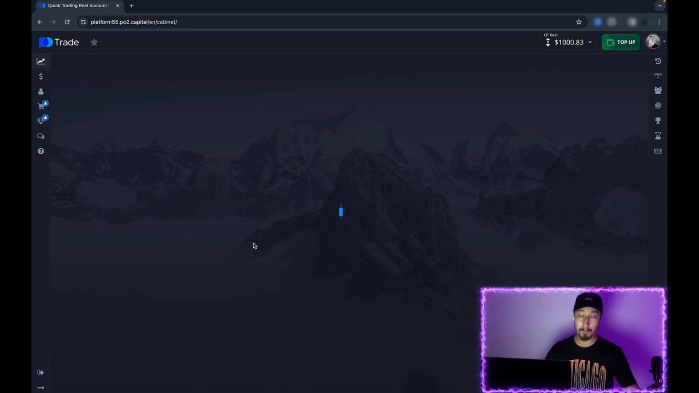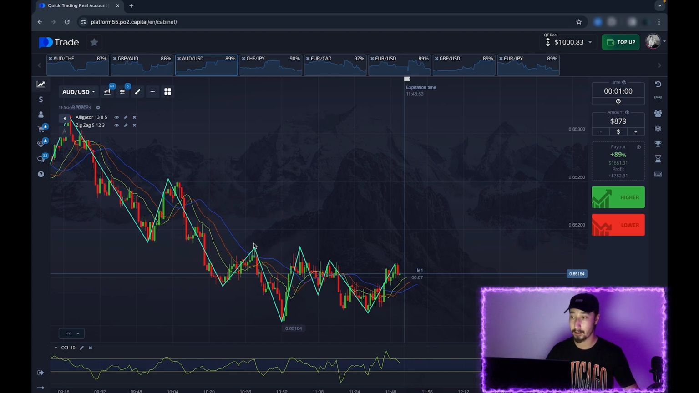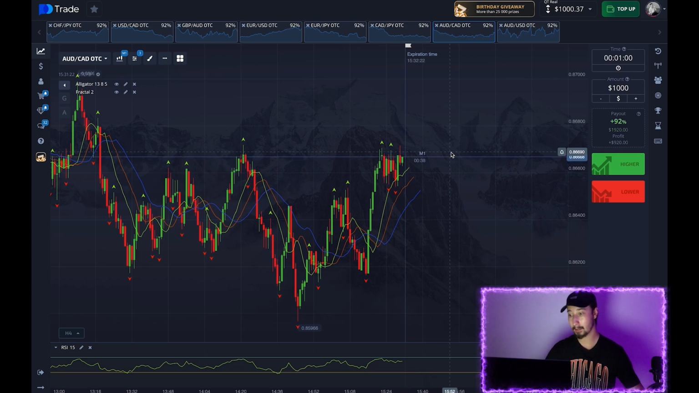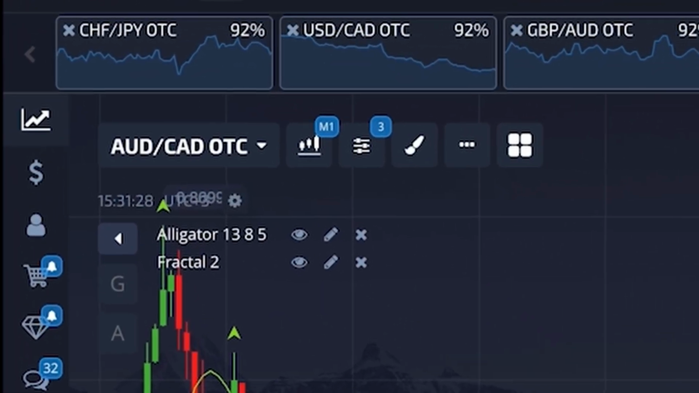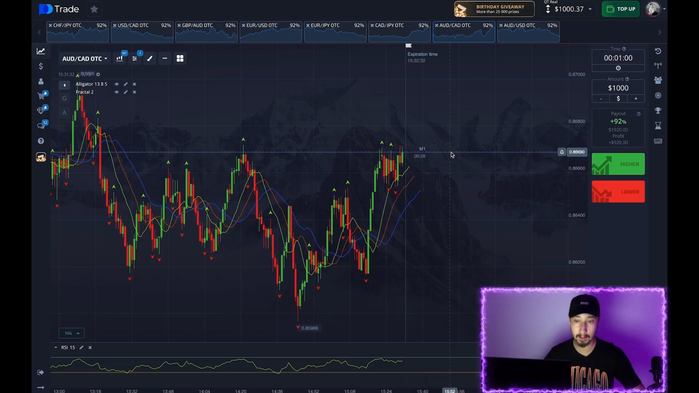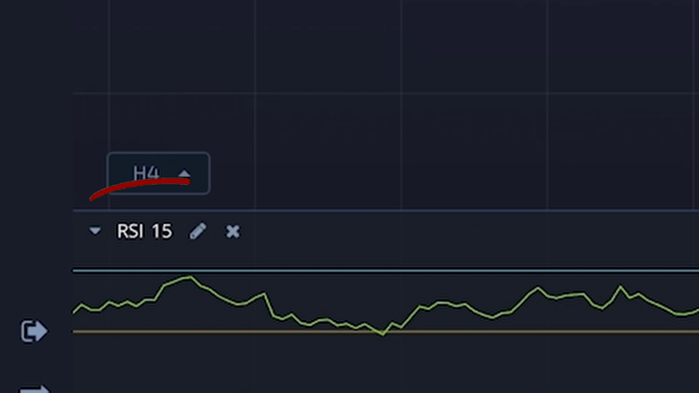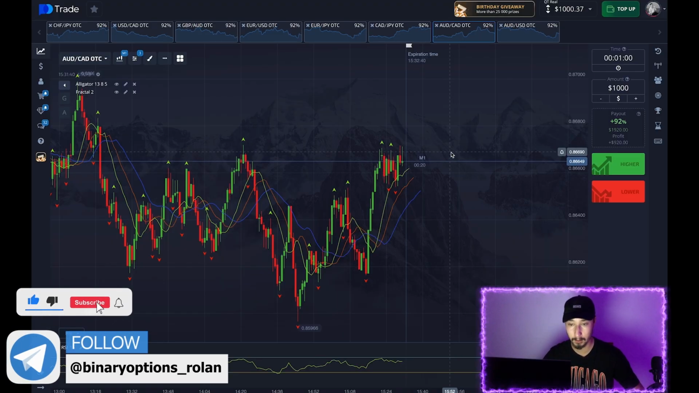Try this strategy. Let me know in the comments what's the result from this strategy you got, and let's move to the second strategy. So guys, I selected OTC pairs. We're gonna use other indicators such as alligator and fractal. We have both of these indicators with default settings, and also the RSI oscillator with the period of 15, and an oversold and overbought area of 30 and 70, also by default.